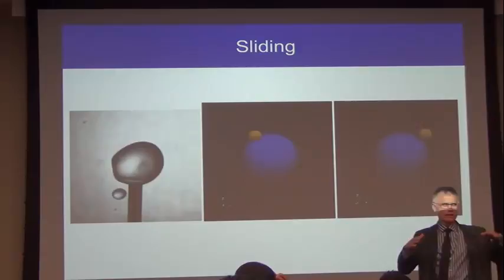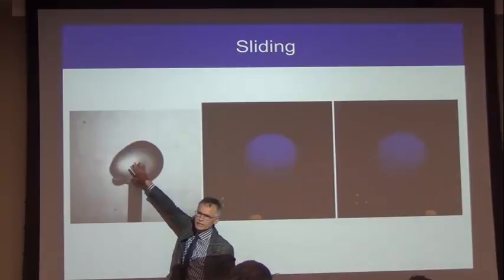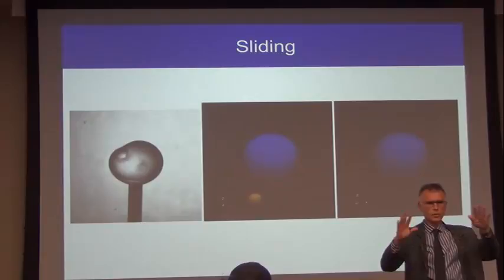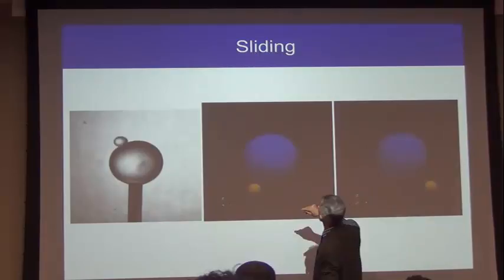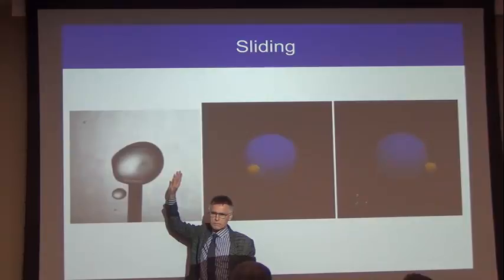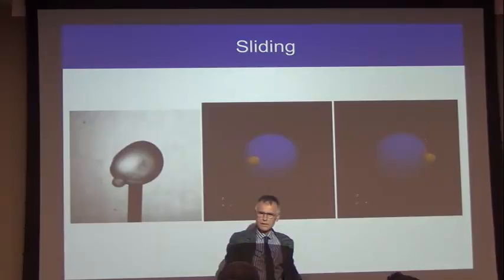So what we've done is use aniline. This isn't a bubble, this is an aniline droplet. The reason we've used aniline is that it's got a density of about 1,020, so it's positively buoyant. We can change it to neutrally buoyant by using salt water. But here's a case where the interfacial tension is 0.025, a fraction of that of water.